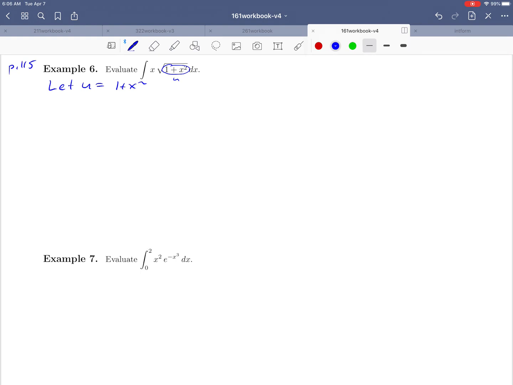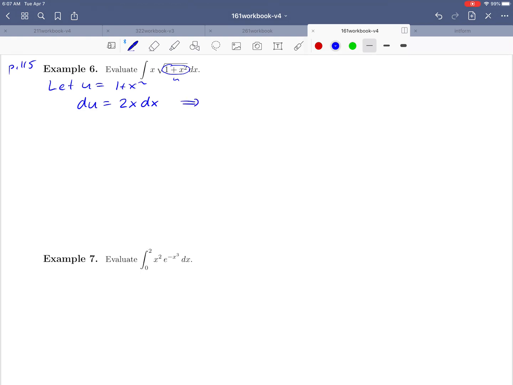As in example 5, once you make your choice for u, the next step is always to take the derivative of that u. So the derivative of u is equal to, let's see, derivative of 1 plus x squared is 2x. And I'm going to go ahead and move the dx to the other side of the equation immediately. We broke that step into two parts in the last problem. So du over dx is 2x. We just moved the dx to the right-hand side.